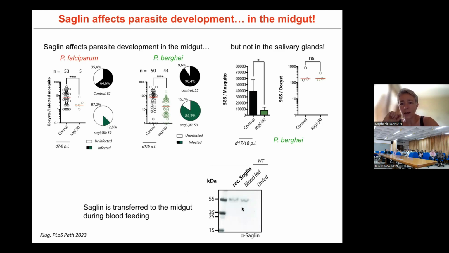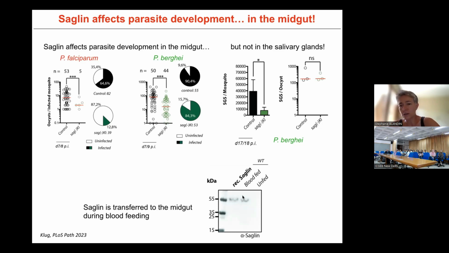Very simple. When the mosquito bites, it will inject saliva and therefore also Saglin. And upon ingesting blood, it will re-ingest Saglin at the same time. And that's why Saglin finds its way into the midgut of the mosquito. So the model currently is that Saglin is not important for sporozoite entry into the salivary gland, but more for parasite development in the midgut. And this is typically what we work on to try and figure out how.